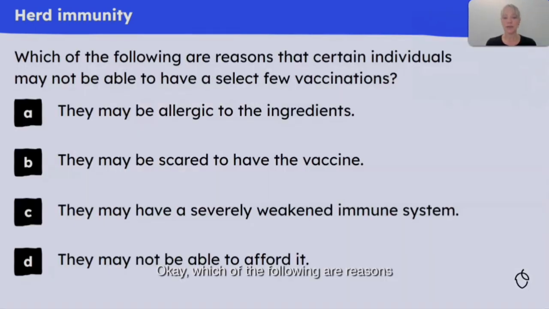Okay, which of the following are reasons that certain individuals may not be able to have a select few vaccinations? A, they may be allergic to the ingredients. B, they may be scared to have the vaccine. C, they may have a severely weakened immune system. Or D, they may not be able to afford it. I'll give you a moment to think about it, but if you need more time, please pause the video.